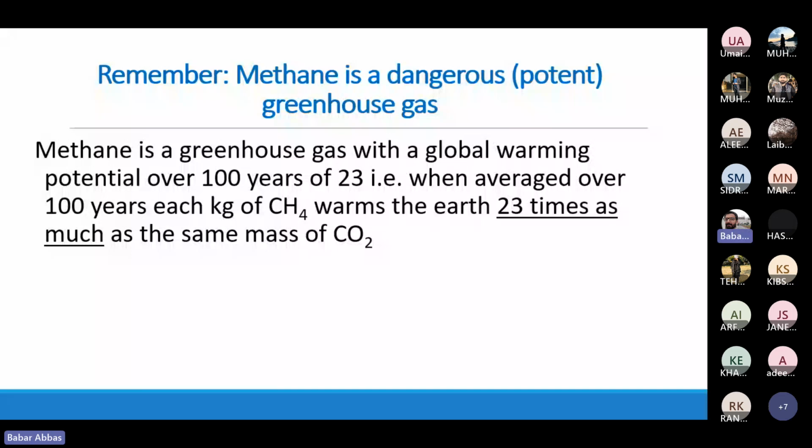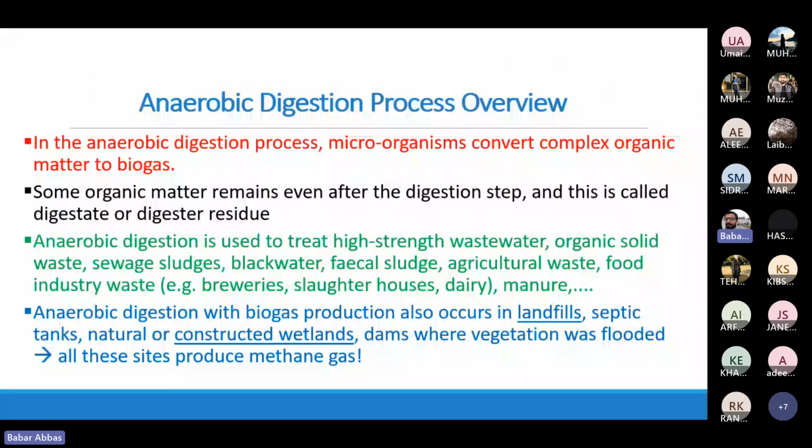In the anaerobic digestion process, microorganisms convert the complex organic matter to simpler molecules, that is the biogas. Some organic matter remains even after the digestion step, and this is called digestate or digested residue or the biofertilizer. Anaerobic digestion is used to treat the high strength wastewater. Now we know that we can introduce the leachate into the biogas reactor as well, because that's high strength wastewater.